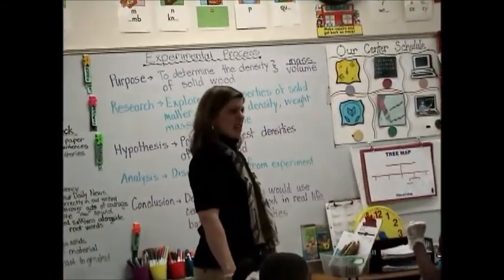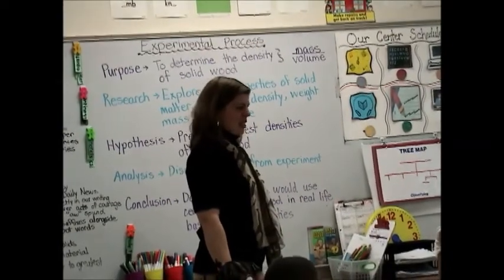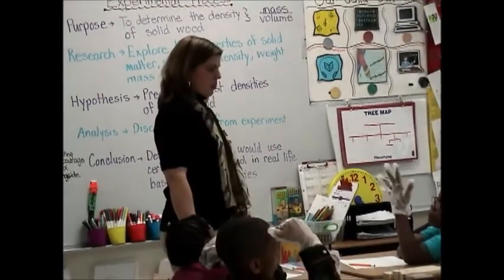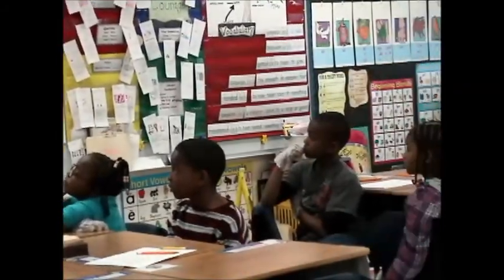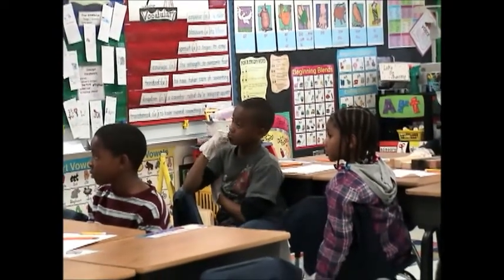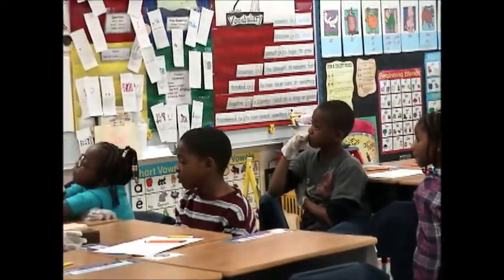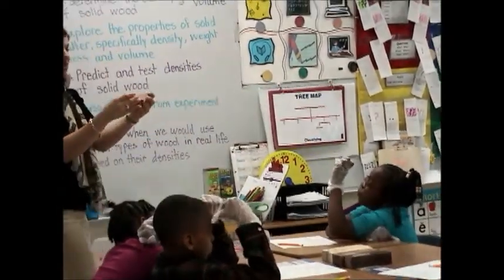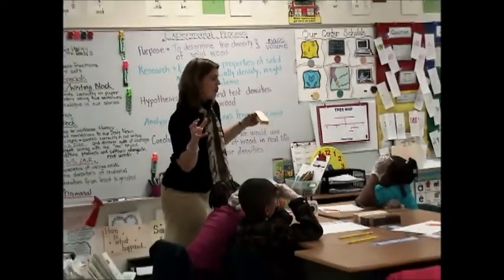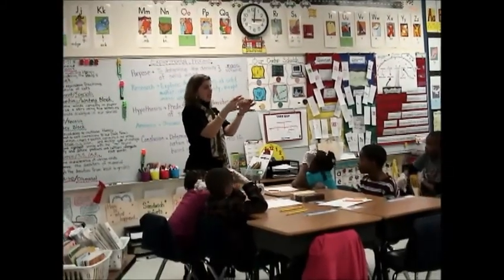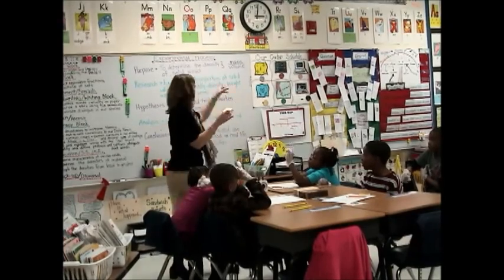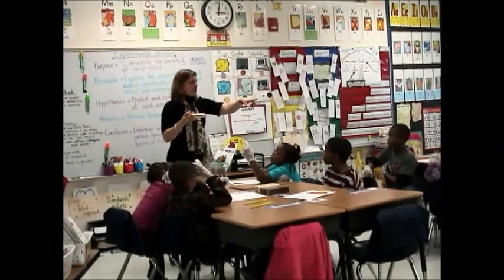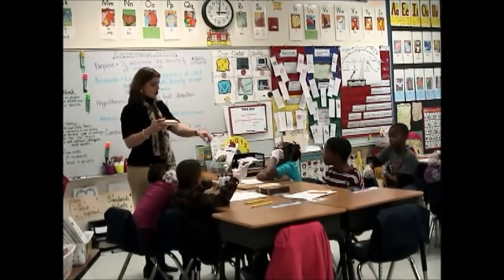What's mass? Kata. Mass is how much matter is in a certain object. Beautiful. So each one of these pieces has its own mass. Mass is how much matter or stuff is tucked into a certain object. And volume is the amount of space.